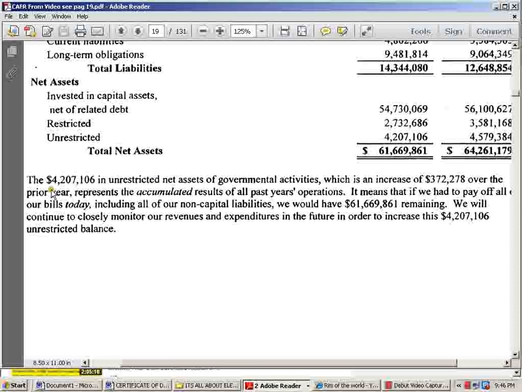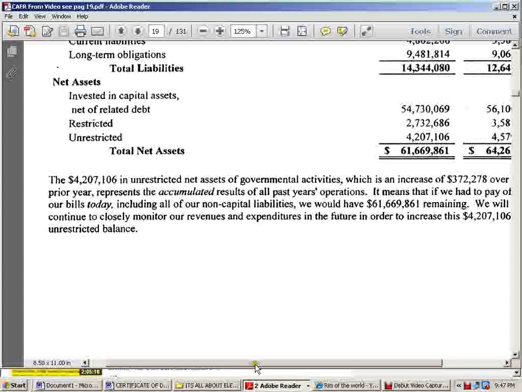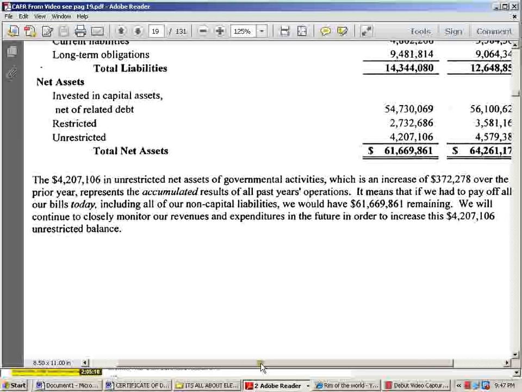The $4 million and change in unrestricted net assets of government activities, which is an increase of $375,000 basically over the prior year, represents an accumulated result of past year's operations. It means that if we had to pay off all of our bills today, everything, including all of our non-capital liabilities, we would have $61 million remaining. Well, what does a school district need to have $61 million in the bank after all bills are paid?